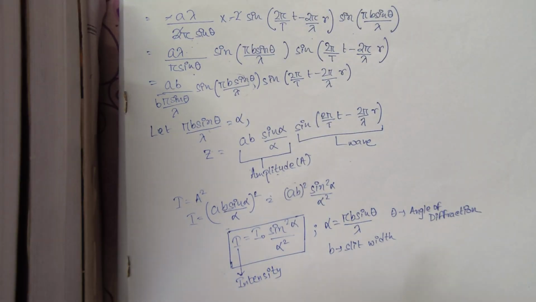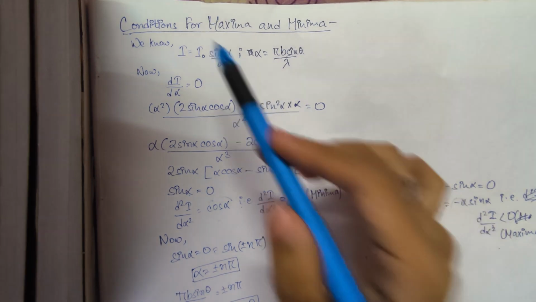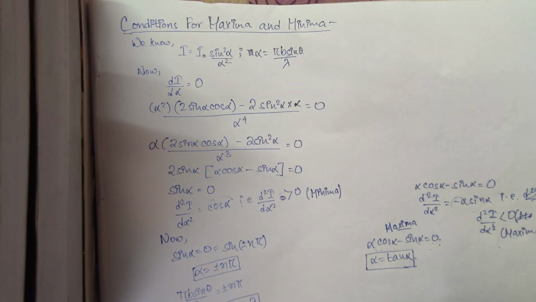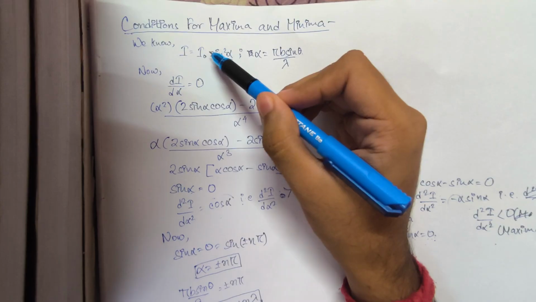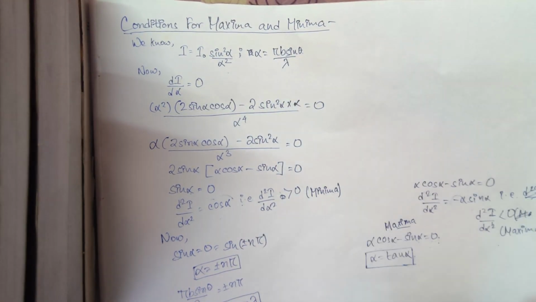So hereby we can say that the formula for the intensity of single slit diffraction is I equal to I naught sine square alpha by alpha square. Now we will see the conditions for maxima and minima for a single slit diffraction. As we have derived the intensity formula, I equal to I naught sine square alpha by alpha square, where alpha equal to pi b sine theta by lambda.